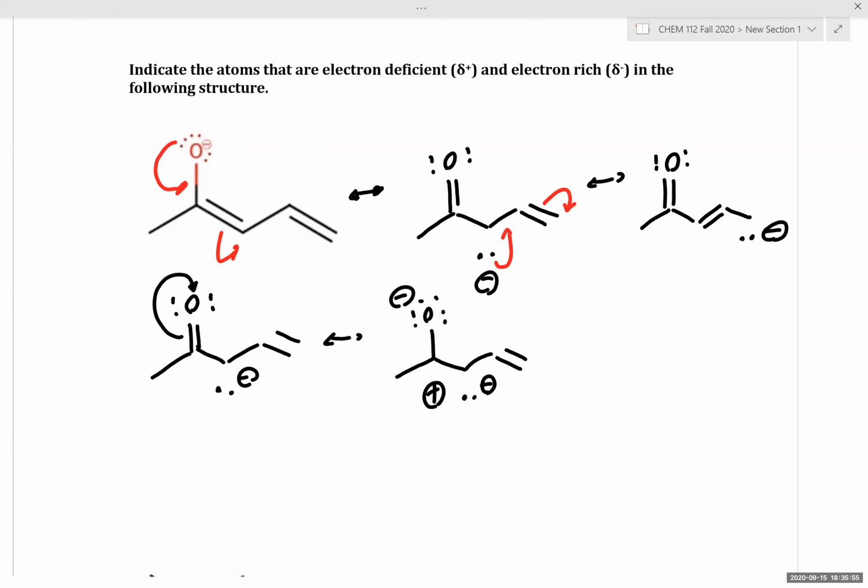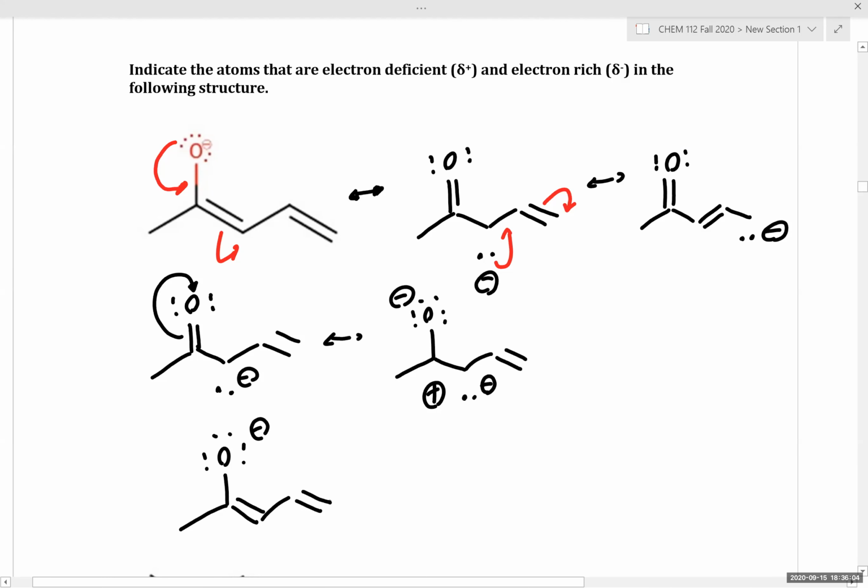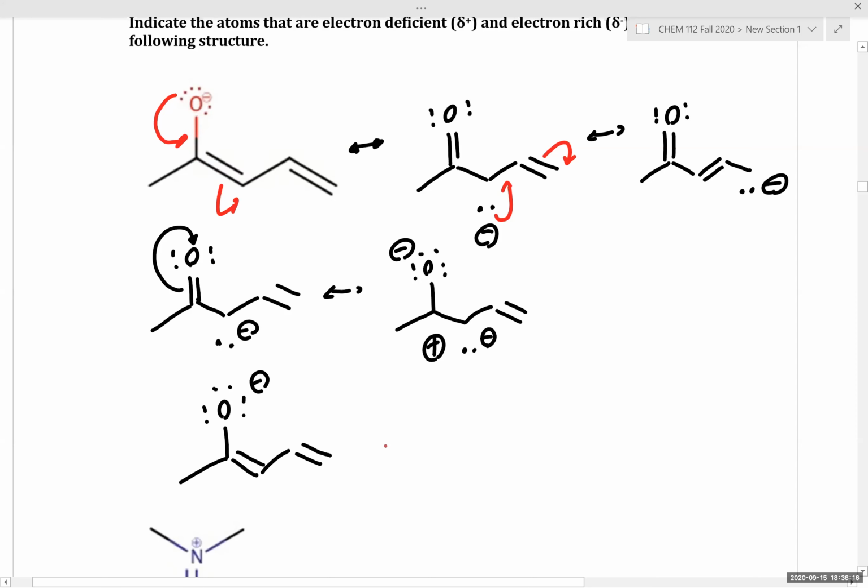From this, let's now indicate each of our atoms that are electron rich and electron deficient. First and foremost, which atoms are clearly electron rich? Oxygen, yep. Starting off, this next carbon in red. All the negatively charged carbons we can say are electron rich. So the following alpha and gamma carbons are electron rich.